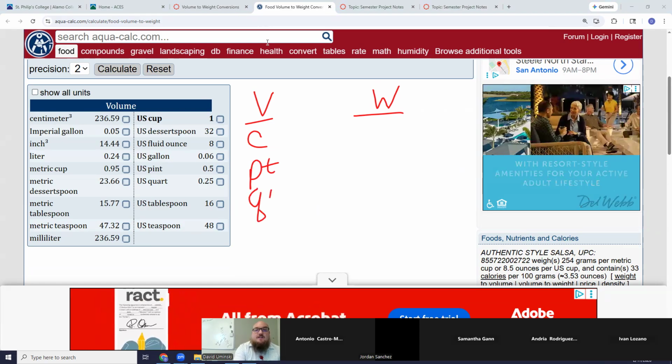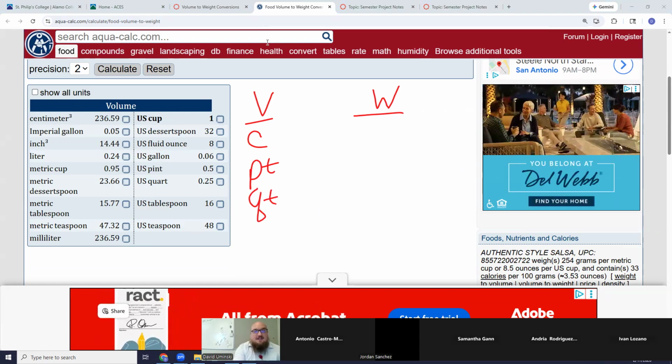Quart, okay, good. Gallon, okay, good. We went all the way up to the top. Now let's go below a cup. What do we have that's a volume measurement below a cup? A tablespoon. Tablespoon and teaspoon. Okay. Those are all volume measurements.